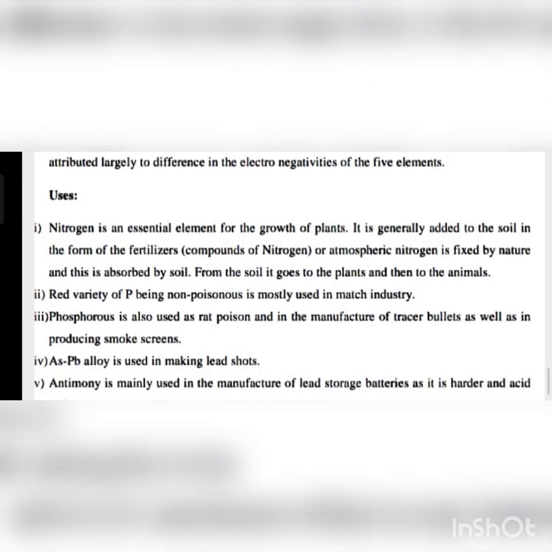Second, the red variety of phosphorus, being non-poisonous, is mostly used in the match industry. Third, phosphorus is also used as rat poison and in the manufacture of tracer bullets as well as in producing smoke screens. Fourth, antimony and lead alloy is used in making lead shots.